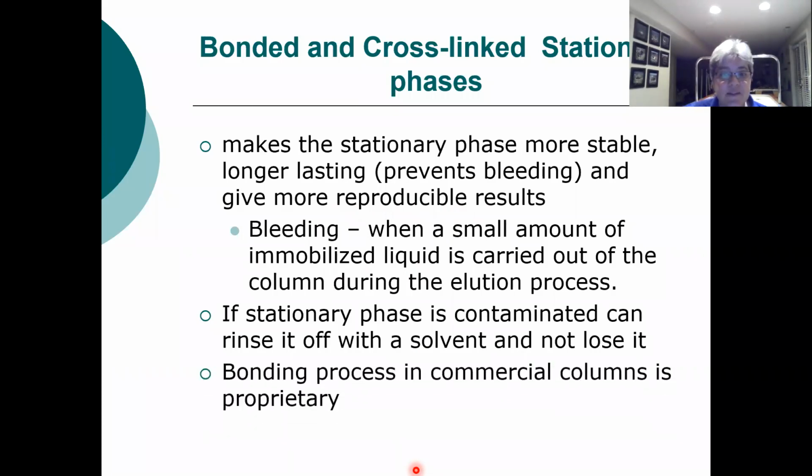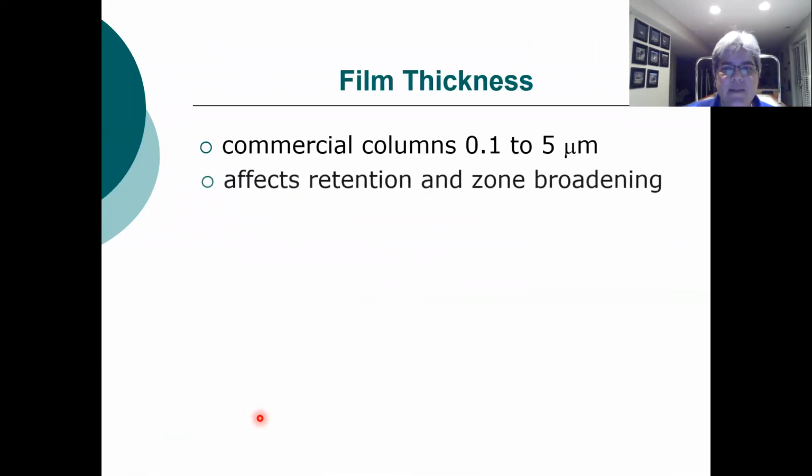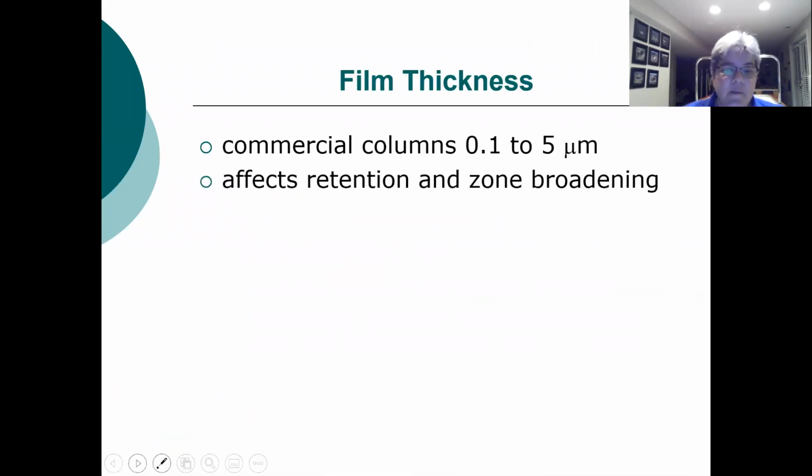Okay, the process to do this is actually what we say is proprietary. This means it's a secret. So the companies that want to sell you a column will not tell you how they do it, because they want you to buy their column, not make your own column. Okay, let's go back also and look at this idea of film thicknesses. Remember we talked about, for a good separation to keep the zone broadening small, we want those support particles to be small. And then we said we want the thickness of this film to also be small.